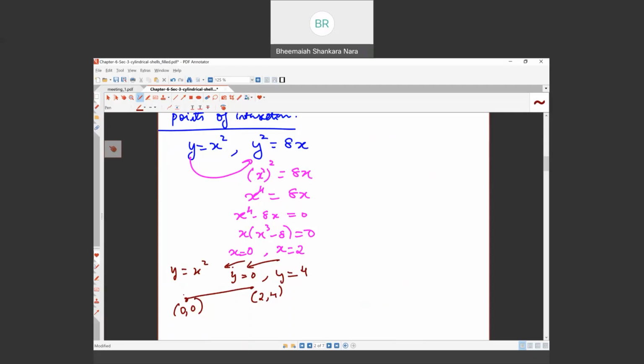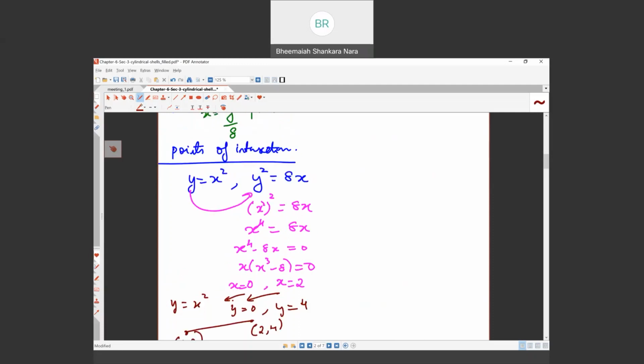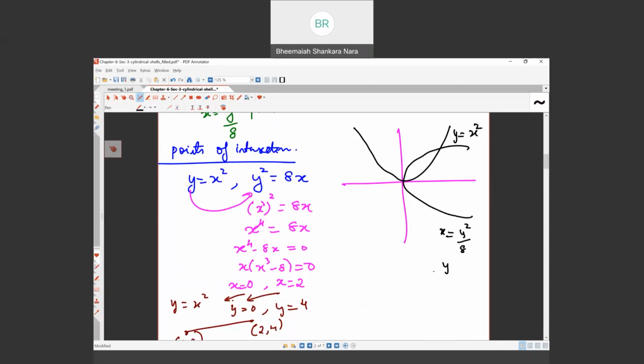Now with these, let's draw these two parabolas and see where they meet on the graph. So I have the first parabola, y equal to x squared, the open upwards parabola. And the other one is x equal to y squared over 8, which is symmetric about the x-axis. You can also call it the y squared equal to 8x parabola.